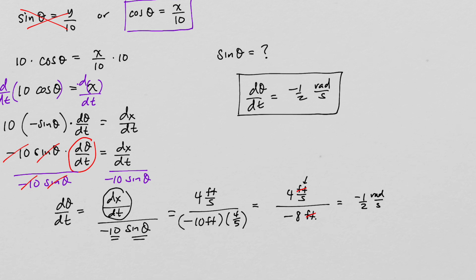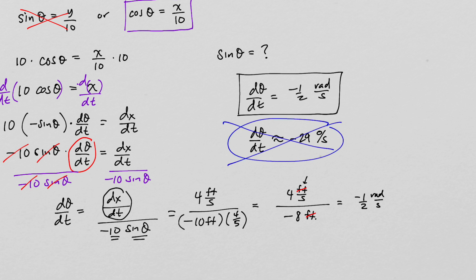In case you're interested, I will tell you that negative 1/2 radian per second, if you were to think of this in degrees, it is approximately negative 29 degrees per second. So that's how fast the angle is changing at that particular instant. Now, I will say in calculus, we don't do this. We don't give the answers in degrees. We always give our answers in radians.